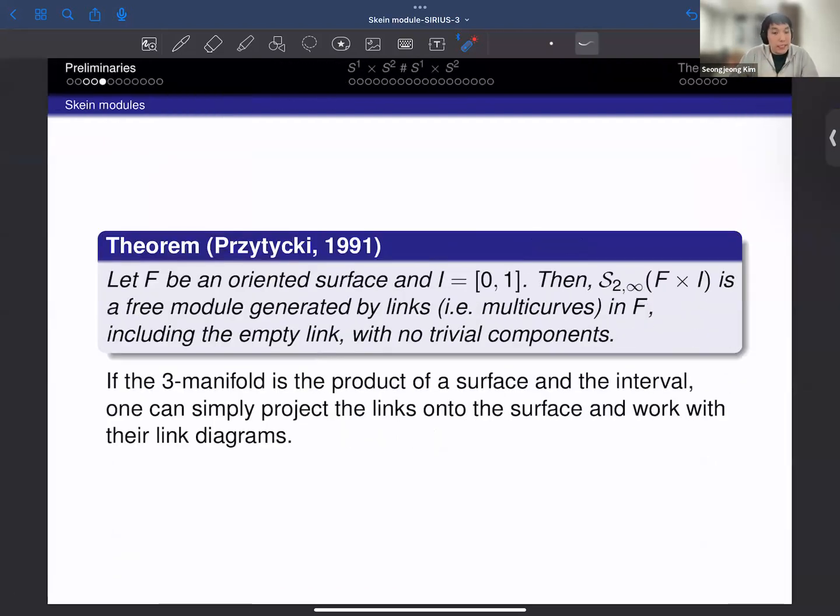Then one of the basic, but important results is the following: let F be an oriented surface and I the interval [0,1], then the Kauffman skein module of F times I is a free module generated by links in F, including the empty link, with no trivial components. It means if a three manifold is the product of a surface and the interval, then one can simply project the links onto the surface and work with their link diagrams, splicing or removing a trivial component, and we multiply our coefficient like that.